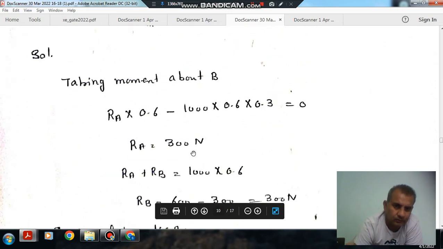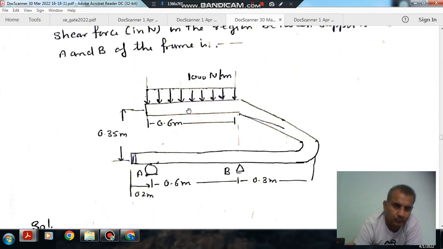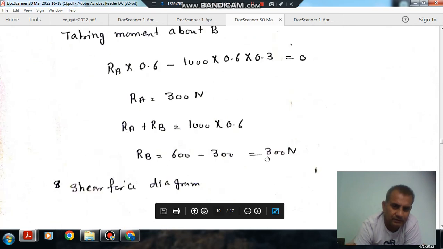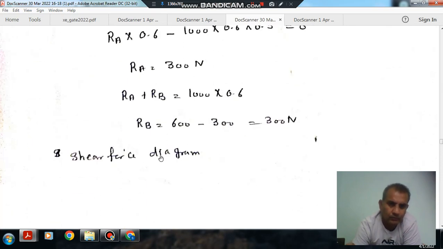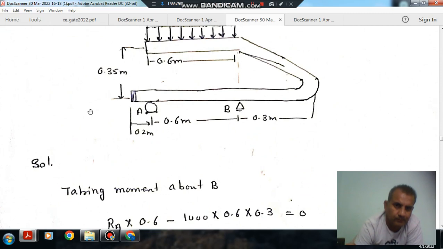equal to 0. So RA is equal to 300 Newton, and RA plus RB is equal to 1000 into 0.6, or 600. So RB is 600 minus 300, that is 300 Newton. So RB is 300 Newton and RA is 300 Newton. So the shear force diagram is like this. At point A there is a sudden increase in shear force, and there is a uniform decrease, and at B it is again reaching 0. So the maximum shear force is 300 Newton.